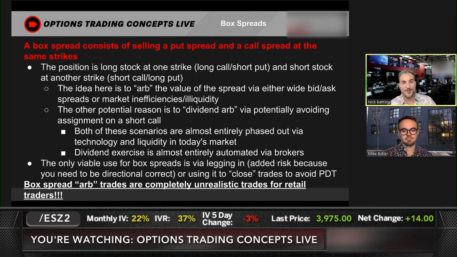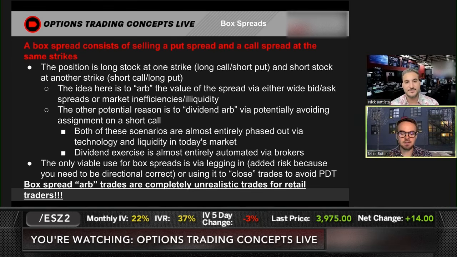If you are able to time the market and you're directionally correct, of course you could leg into this position being risk-free. But that's the question you have to ask yourself: if I'm wrong on direction, now what? And again, that's the emphasis, that legging into a box spread is just closing the trade. That's what it is.